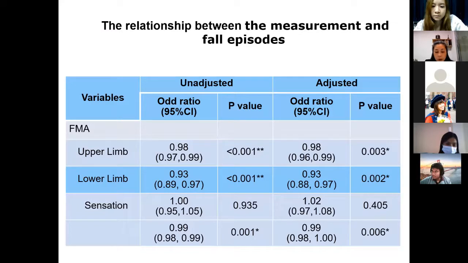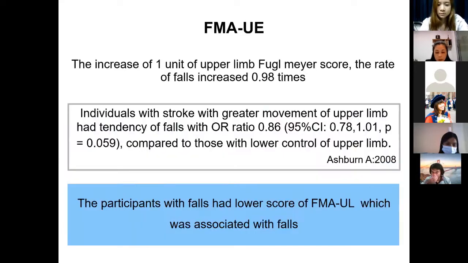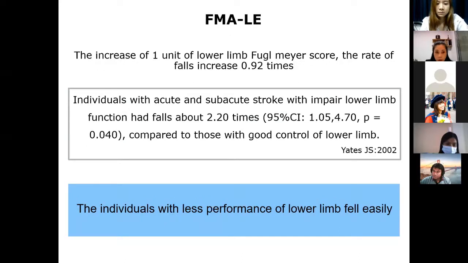The crude and adjusted odds ratio of Fugl-Meyer score of upper limb and lower limb portion and the flexor strength were statistically significant. The findings show that for an increase of 1 unit of the limb score, the rate of fall increased, like upper limb, the rate of fall increased 0.98 times. A previous study found that a higher score of upper limb movement had a tendency of repeat fall. Therefore, it indicates that poor performance of upper limb movement was related with fall in participants and may be a risk factor of fall in the repeat faller group.